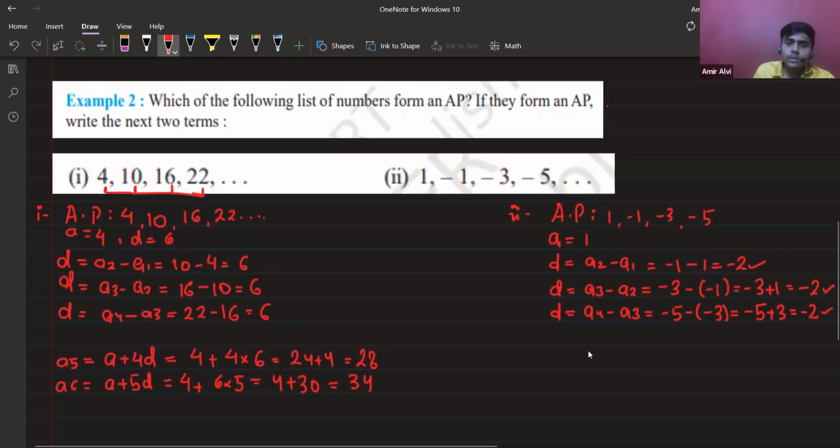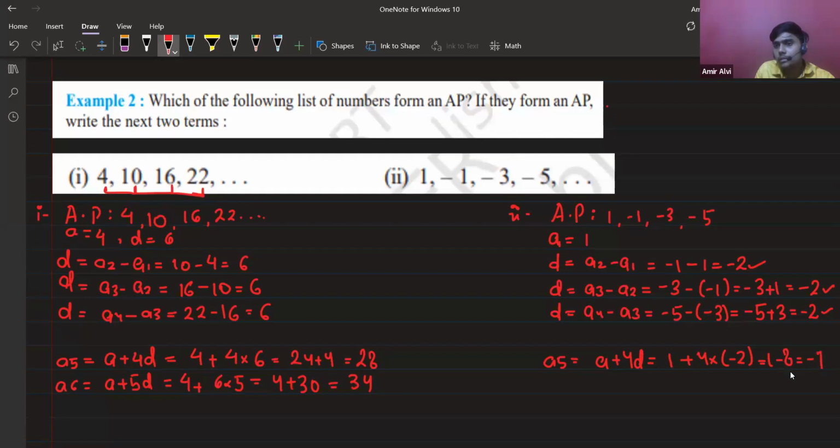So can you find out the next two terms of this AP? What is the A5th? A plus 4D equals to, what is the value of A? It's 1. 1 plus 4 into -2, which is 1 minus 8, which is -7. Clear? Yes, sir. A6 is A plus 5D, which is 1 plus 5 into -2, which is basically 1 minus 10, which is -9.